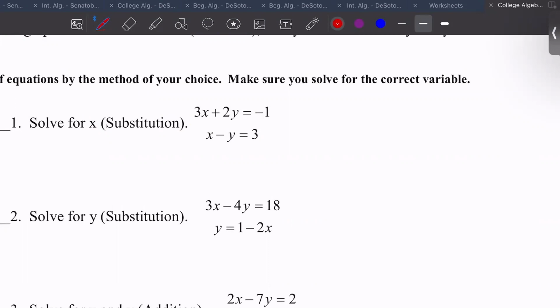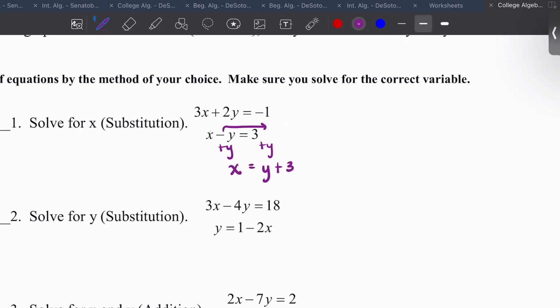So let's go up here with this one. So x minus y, I'm going to not go up there. I'm going to stay right here. I'm going to move my y over. So I'm going to add y. And we get x equals y plus 3. So now I know what x equals.